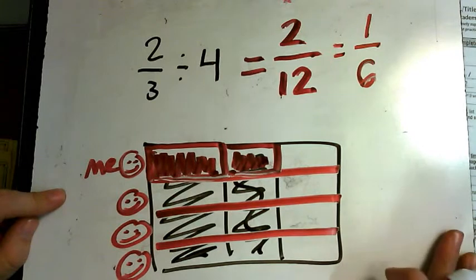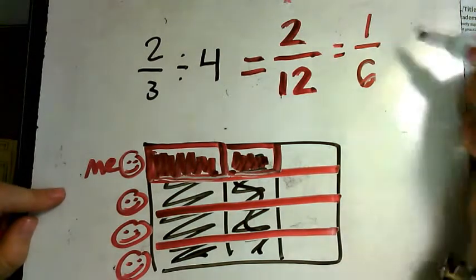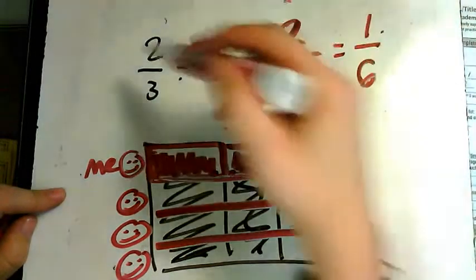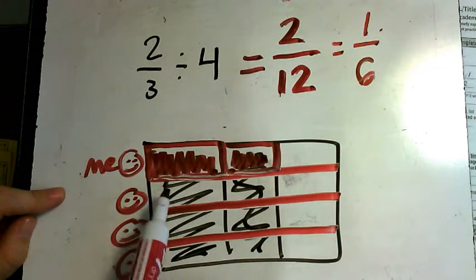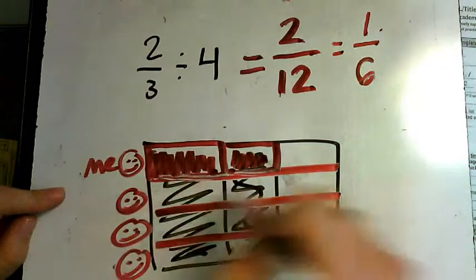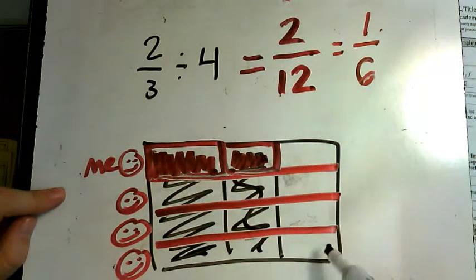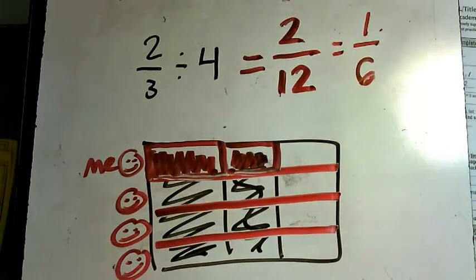So we only talked about unit fractions. Those are fractions with a 1 in the numerator, but you can do it with any sort of fractions. You're just having to remind yourself that each row is a different person, and we're looking at how many pieces that person gets.